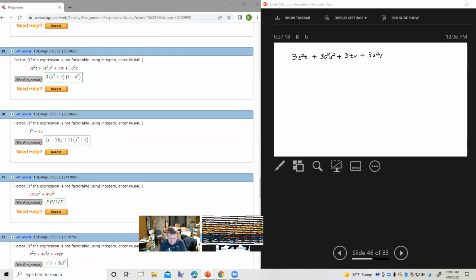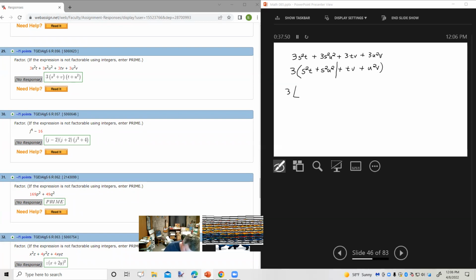Let's see if we can do it in the order it is or if we need to change things around. Well, there's a greatest common factor of 3 that I could take out of every term. And that's it in terms of the greatest common factor. So now I've got s squared t plus s squared u squared plus tv plus u squared v. Okay, I'm going to try grouping in this order.